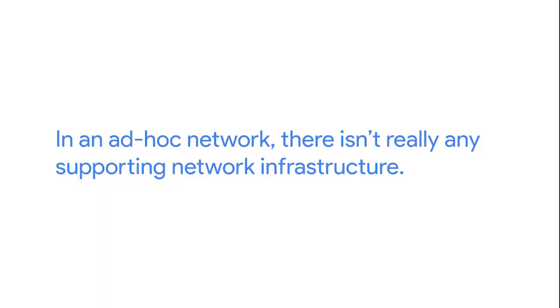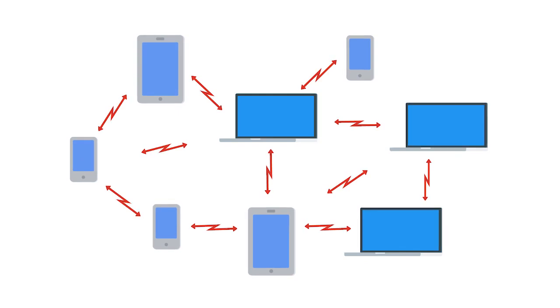Ad hoc networks are the simplest of the 3. In an ad hoc network, there isn't really any supporting network infrastructure. Every device involved with the network communicates with every other device within range, and all nodes help pass along messages.